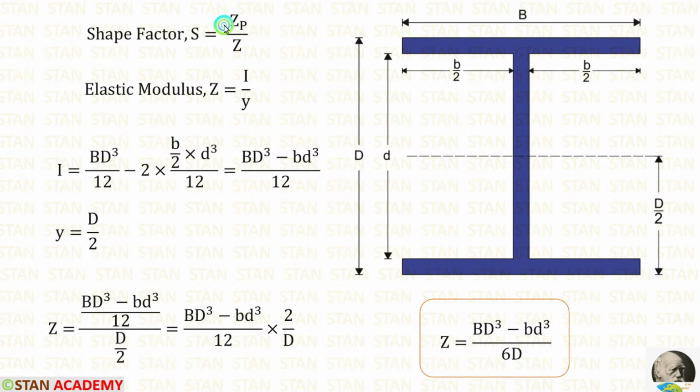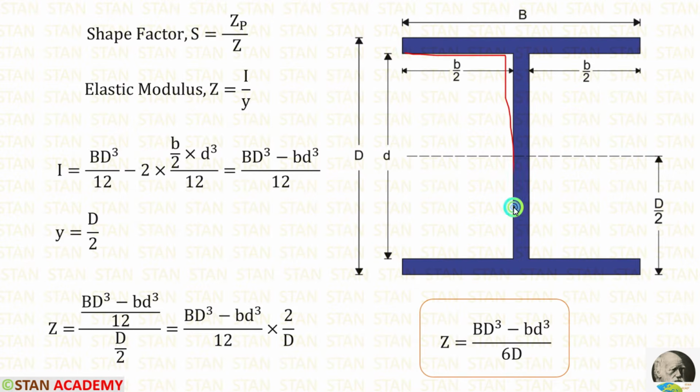In this formula, Zp is the plastic modulus, Z is the elastic modulus. First, let us find Z, the elastic modulus. The formula is I by Y. In this I section, we can easily calculate the moment of inertia. For that, we have to assume that it is a rectangle. We know that in the rectangle, the moment of inertia formula is BD cube by 12. Here, breadth is B and depth is D.